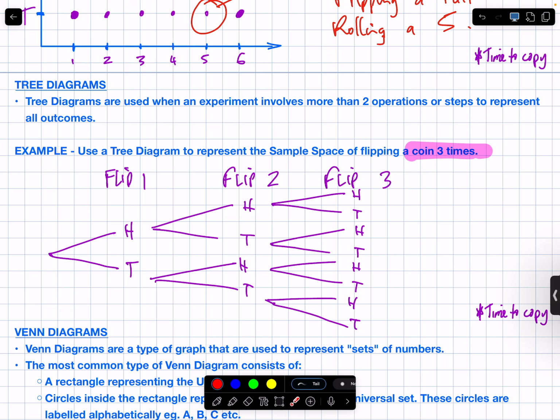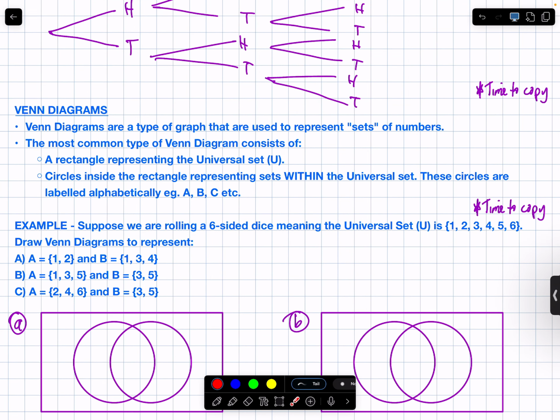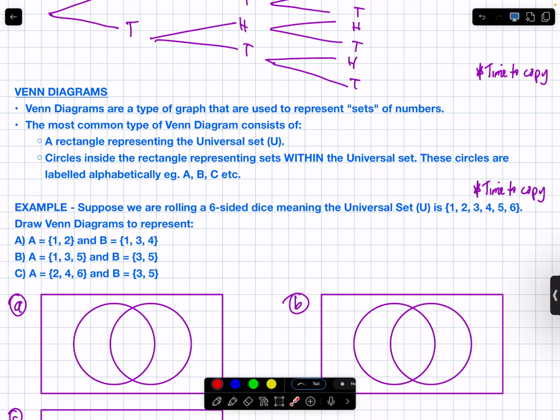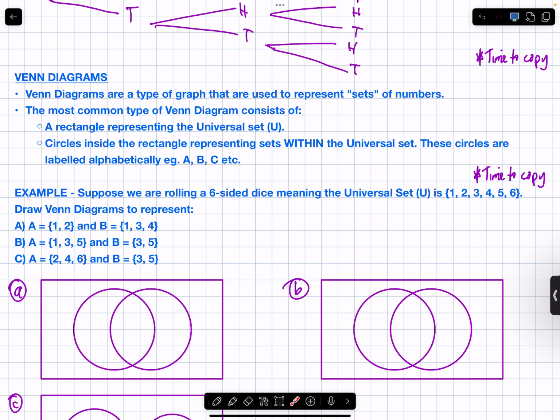Okay, we'll fix that. You have an idea what a Venn diagram is, but when we do it, we do it strict. So Venn diagrams are a kind of graph that are used to represent sets of numbers. The most common type of Venn diagram consists of, this is what you didn't tell me, there should always be a rectangle that represents the universal set of numbers. This encloses the numbers within the circles, okay? The circles inside the rectangle represent sets within the universal set. These circles are labelled alphabetically A, B, and C.